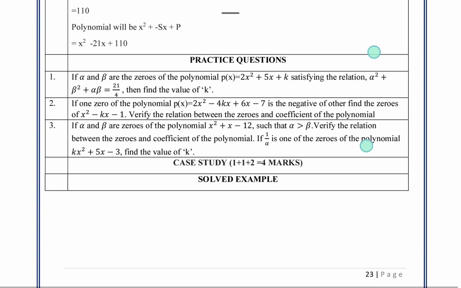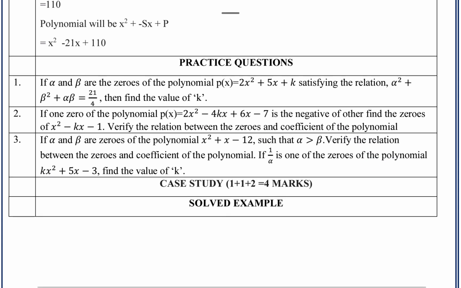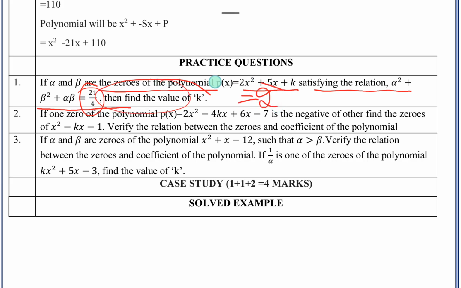Next practice questions is given. I will give the hint how to check. If alpha and beta are the zeros of the polynomial, that is p of x equals to 2x square plus 5x plus k, satisfying the relation alpha square plus beta square plus alpha beta equals to 21 by 4, then the value of k, you have to find the value of k. K equals to 2. You can solve this one, you will get the k value is 2.